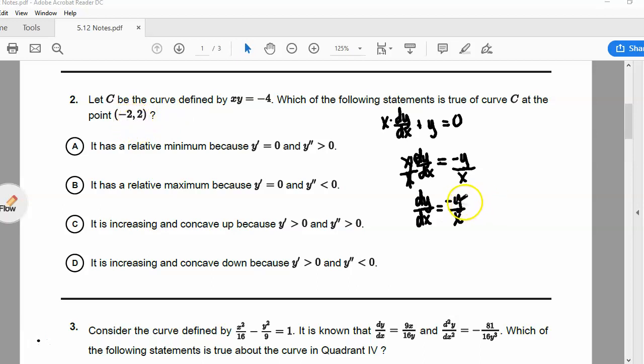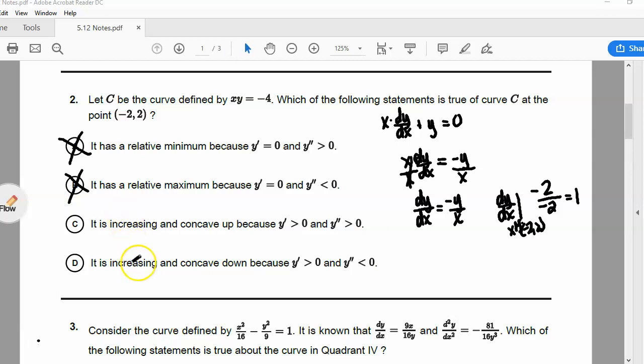So if I plug in (-2, 2), I would get dy/dx, such that x equals -2 and y equals 2, I guess it should be -x/y. And so we would get -2 over -2, which is positive 1. So the first derivative is positive 1. That means A and B are out, because the first derivative is positive 1.